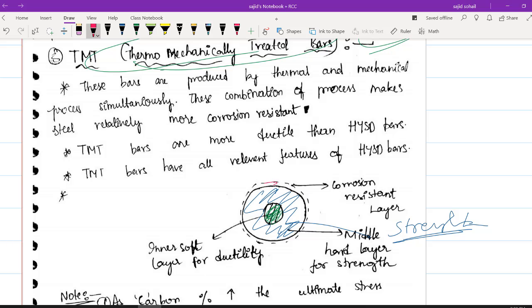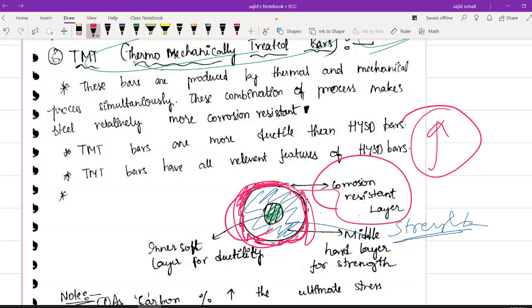Over that we will have one small layer. A coating type of layer, and this layer will give corrosion resistance to your steel bars. Steel bars can corrode quite quickly. That's why providing this cover will obviously increase the life of your steel bars.